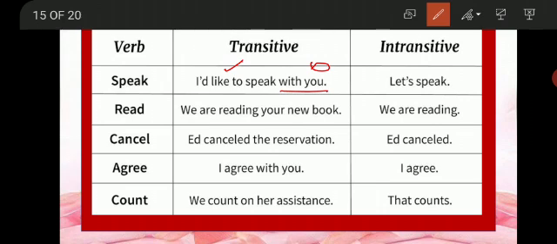Read. We are reading your new book. Your new book is the object. We are reading. So it is intransitive. Cancel. Ed cancelled the reservation. The reservation is the object. Ed cancelled. No object, so it is intransitive. Agree. I agree with you. So with you, you is the object. I agree. No object, intransitive verb. Count. We count on her assistance. Her assistance is the object. That counts. No object, so this is intransitive.